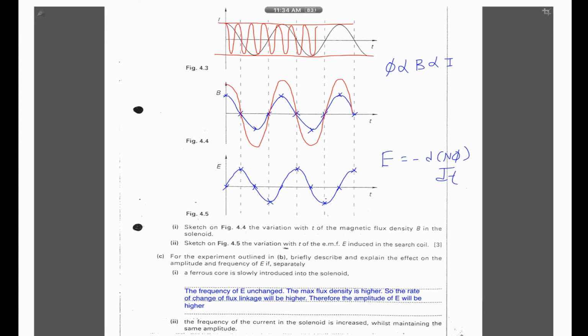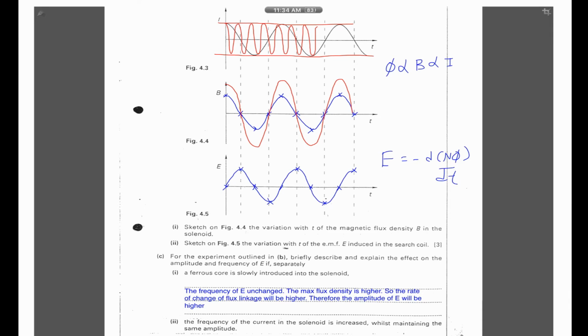Now the next one is they increase the frequency of the current, but the amplitude of the current didn't change. So you know what I did? In the original graph of the current versus time, do you see that I maintain the same amplitude but it's higher frequency now? Yes. So this is what is happening.